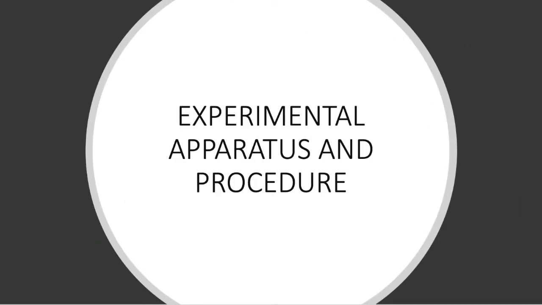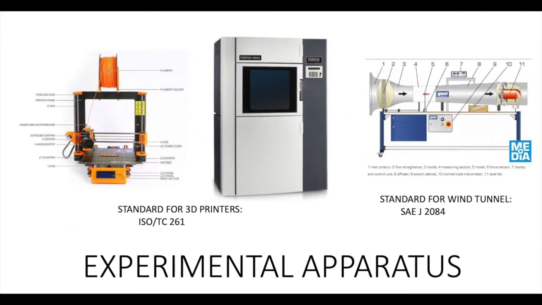And now we will talk about the experimental apparatus and the test procedure. The equipment used in this experiment were the HM170 wind tunnel by Gunt Hamburg, the Prusa i3 3D printer, and the Fortus 400MC 3D printer. The standard followed while using the wind tunnel was the SAE J2084 standard for aerodynamic testing, while the standard followed while using the 3D printer was the ISO TC261 standard for 3D printing.